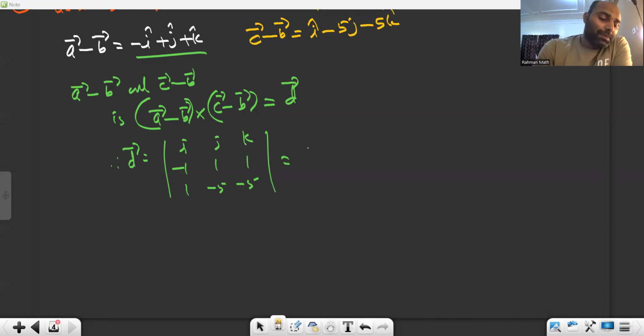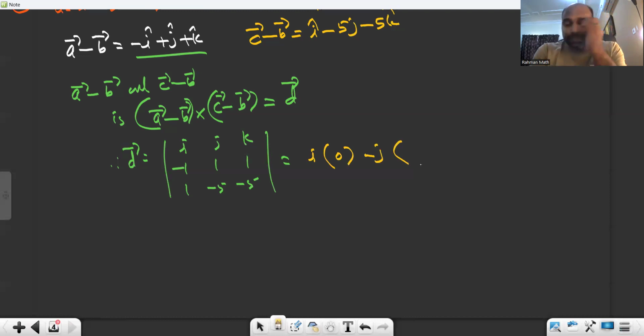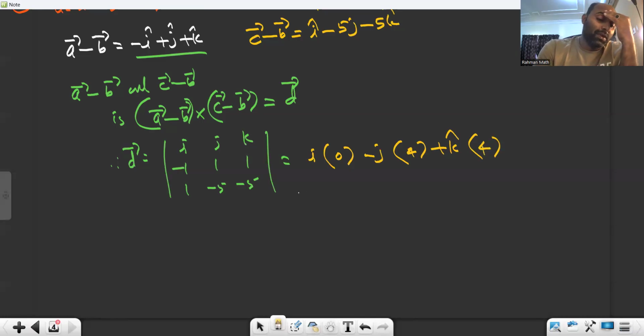please find this one. i into minus 5 plus 5 will be 0. Minus j into, am I right, minus 5 plus 5, 0. Then 5 minus 1, 4. If any mistake is there, tell me. 5 minus 1, again 4. So you got the D vector: 0i minus 4j plus 4k. I think the D vector is correct.